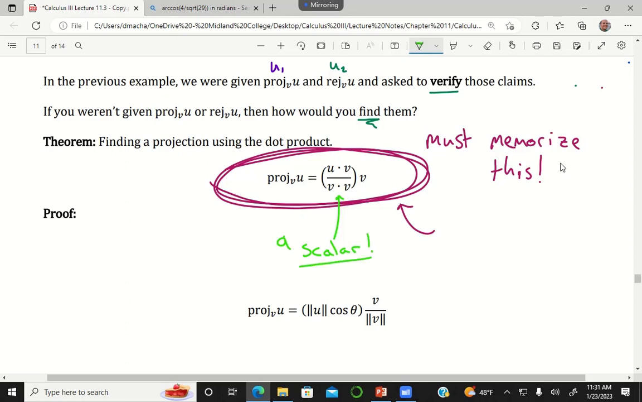And so a scalar times v, a vector, is going to give you another vector. Of course, we want the projection of u onto v to be a vector. And this vector is going to be parallel to v, right? Because it's just a scalar times v. But we do want the projection of u onto v to be parallel to v, so that makes sense.